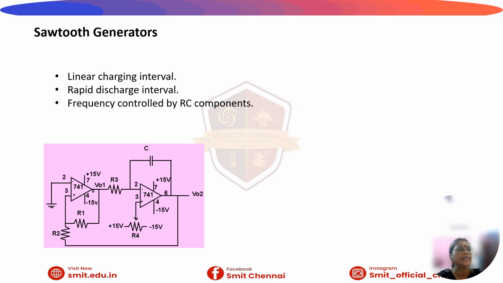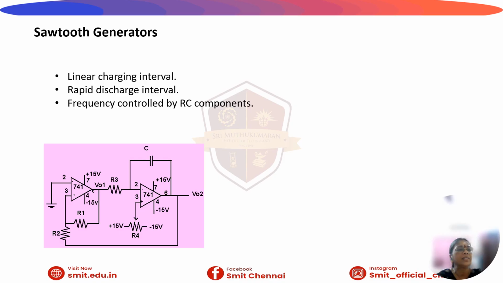The sawtooth generator is an electronic circuit that produces a linear non-sinusoidal waveform with unequal rise and fall times. It features a slow linear ramp and a steep drop. It is commonly used in oscilloscopes, synthesizers, and pulse width modulation. It is designed using two op-amp 741 as shown in the diagram.